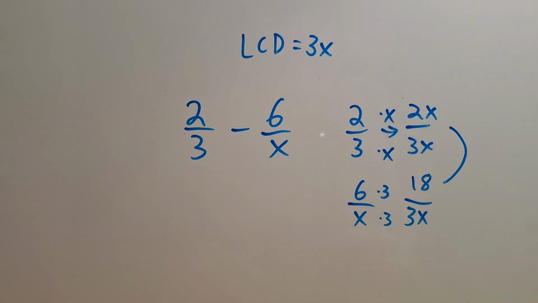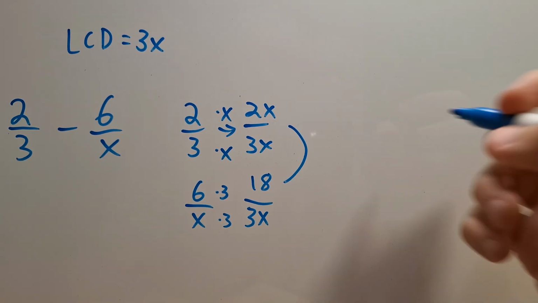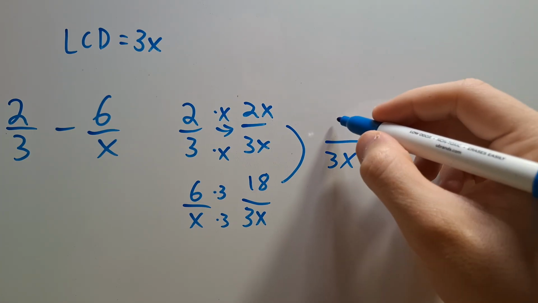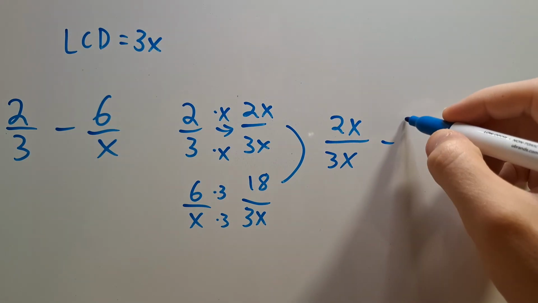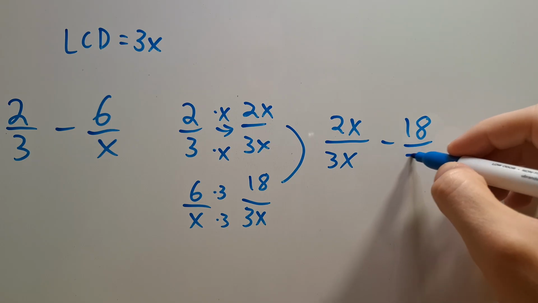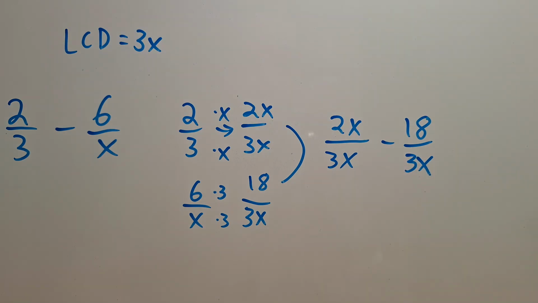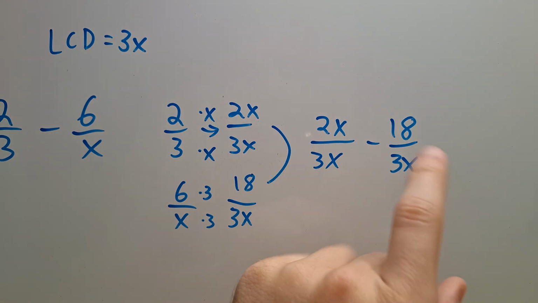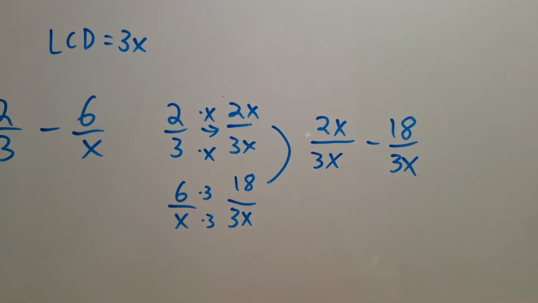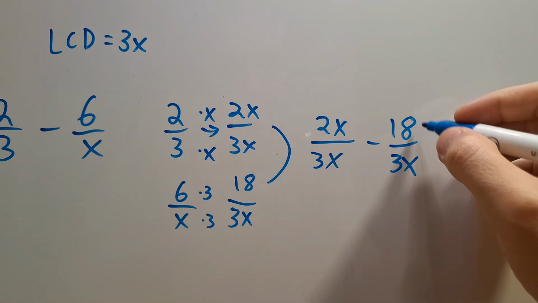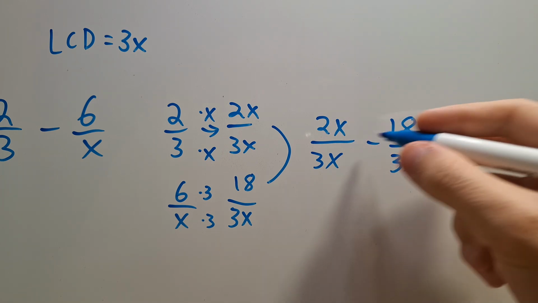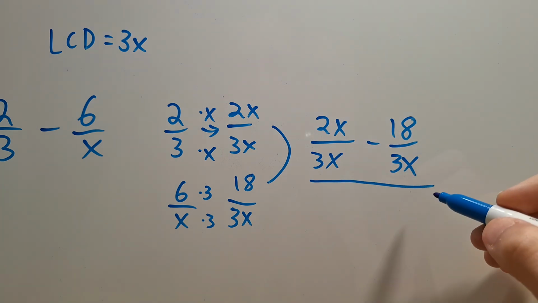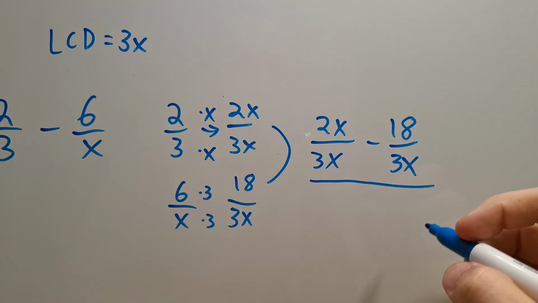Now, here's where it gets interesting. Because these denominators do match, I can't subtract the numerators any further because 2x and 18 are not like terms. If there was an 18x, then I could subtract. This is an acceptable way to write the final answer.